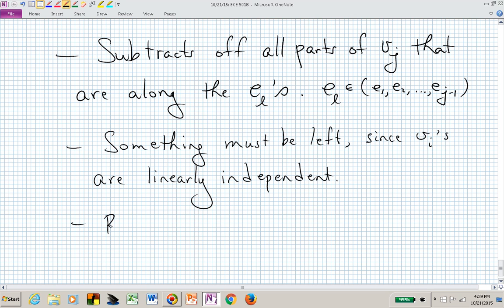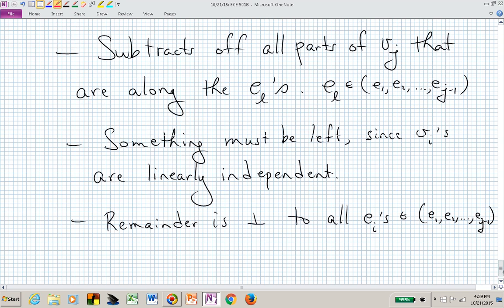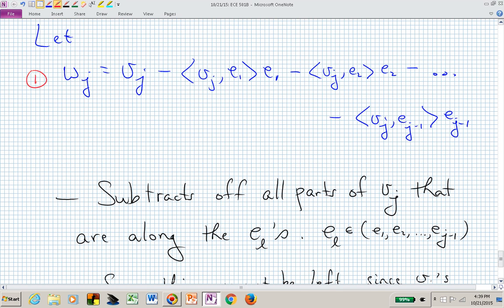The remainder, and that's the W sub j, the remainder is perpendicular to all E sub i's that we've removed. E1, E2, E sub j minus 1. Now we have W sub j created, which has a little piece or a big piece, but it's orthogonal to all of the E's so far that we have used.